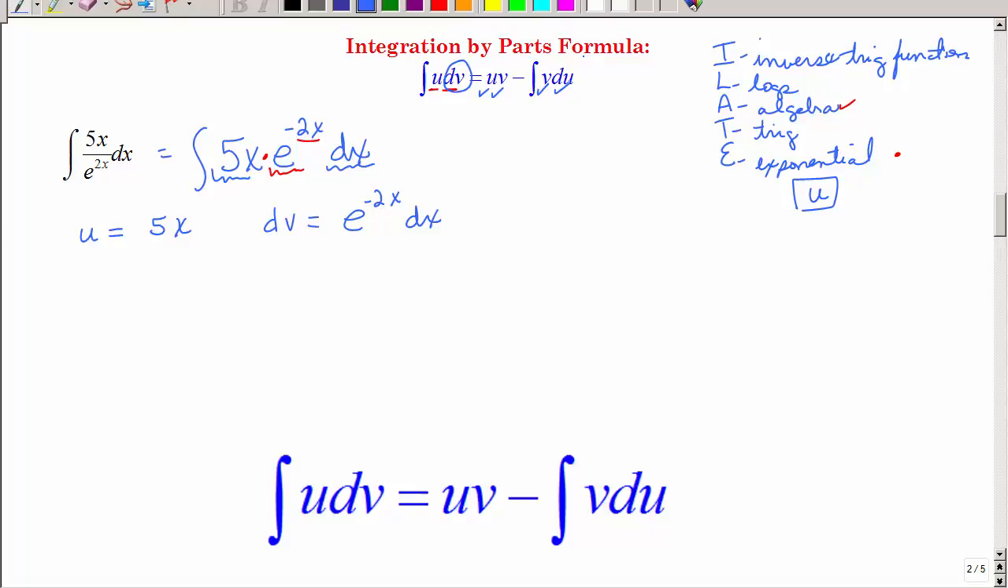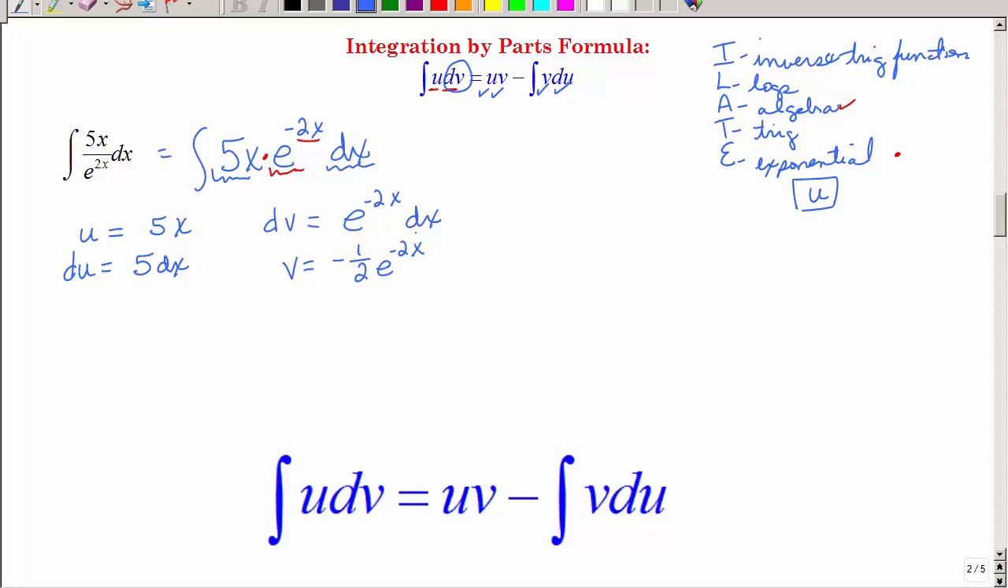So the first thing I like to do is write down u and dv. And then here I need to find du, which means I have to take the derivative, which would be 5 dx. And here to go from dv to v, I actually have to take the integral of both sides. So how do you integrate e to the negative 2x? Well, you should get negative 1/2 e to the negative 2x.